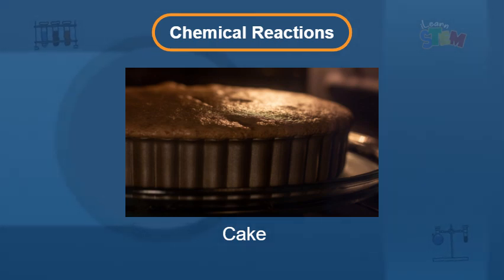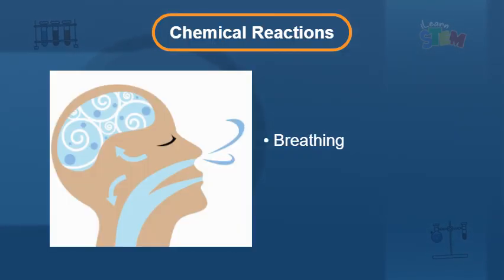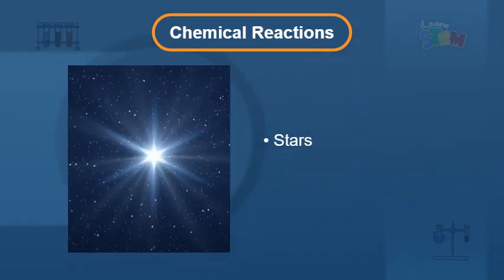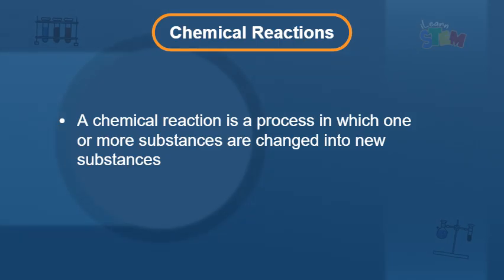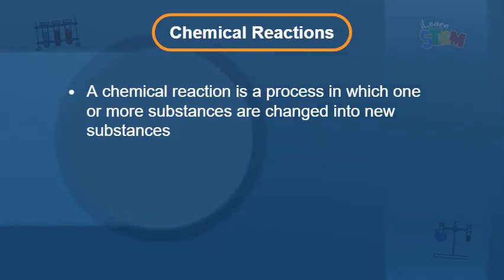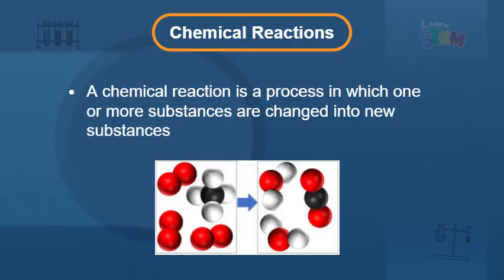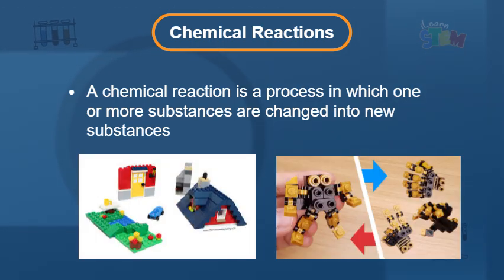Chemical reactions are happening all around us every moment, in cooking, roasting, breathing, digestion, and even in the shining of the stars. A chemical reaction is a process in which one or more substances, called reactants, are changed into new substances, called products. During a chemical reaction, the atoms rearrange themselves to form new combinations with new properties. It's like taking Lego bricks apart and rebuilding them into something completely different.